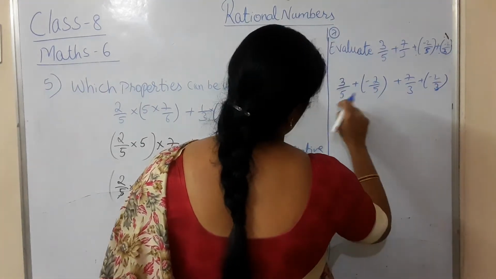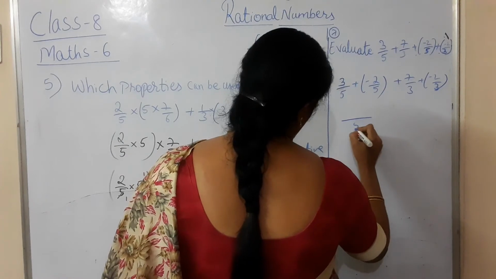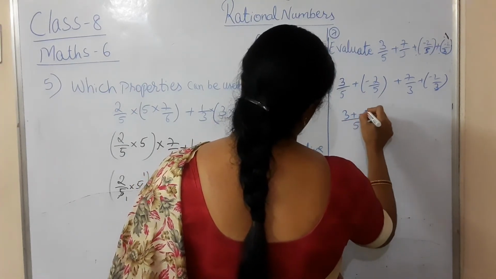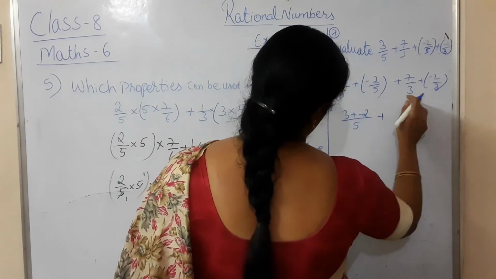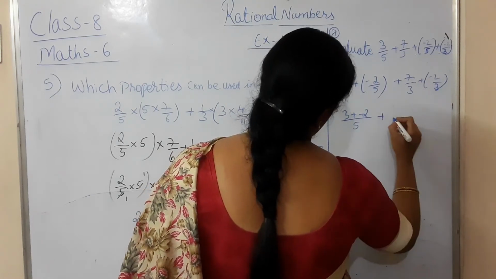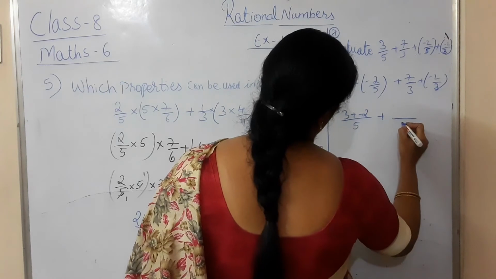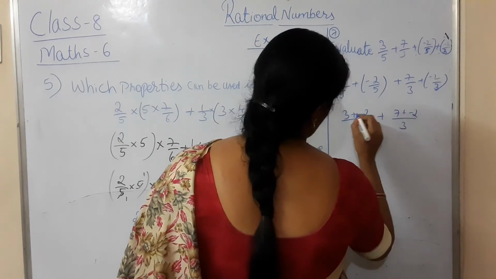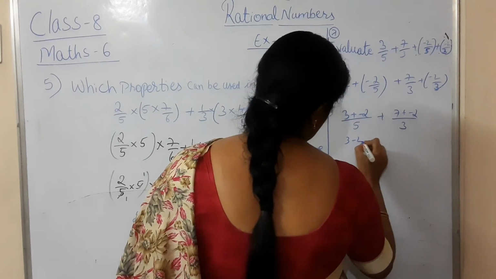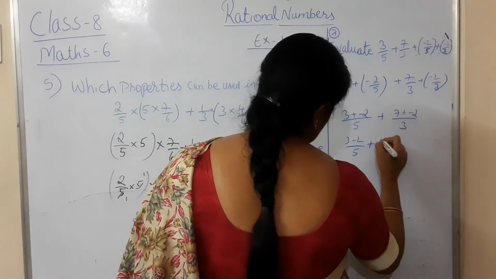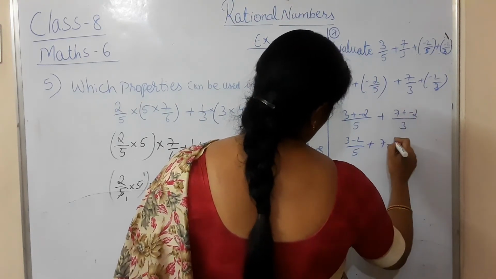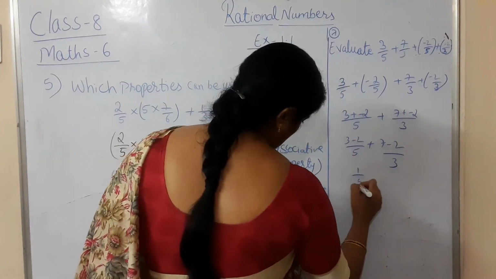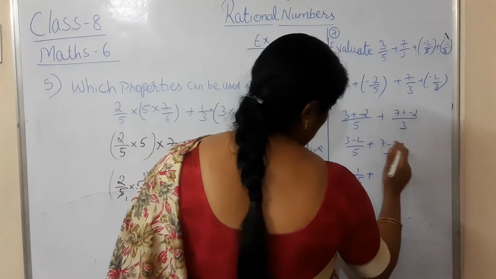What we can do, we can add these two numbers because the denominators are the same. So 3 plus minus 2, since the denominators are the same, we add the numerators. 3, 7 plus minus 2. So what you will get: plus into minus is minus, 3 minus 2 by 5, plus 7 minus 2 by 3. 3 minus 2 is 1, so 1 by 5, plus 7 minus 2 is 5, so 5 by 3.